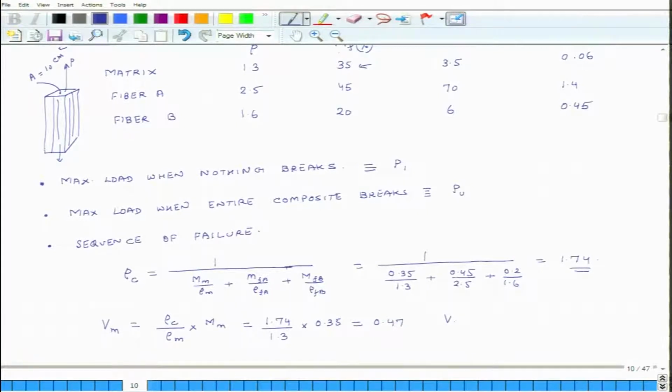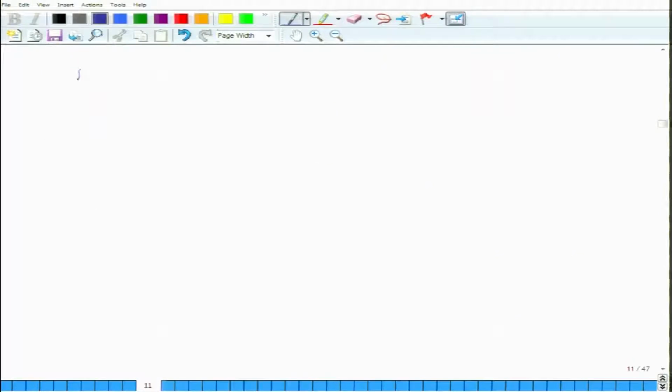Likewise, VFA, volume fraction of the A fiber, is 0.31 and VFB is 0.22. So, now we have volume fractions of each component. So, now we look at failure sequence.